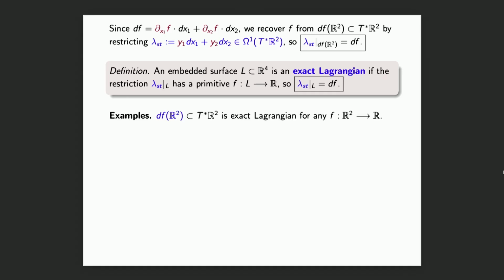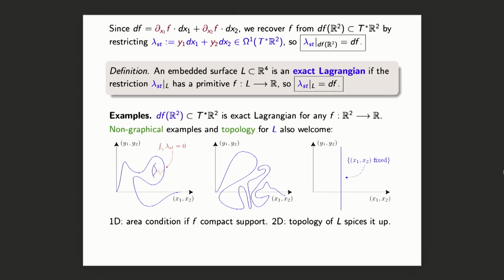So first of all, the examples I just gave you: if you have a function and you take the graph of df, that is an example of an exact Lagrangian, because box 1 is the same as box 2 in that case. All right? OK, here comes the fun. The fun is this kind of pictures.